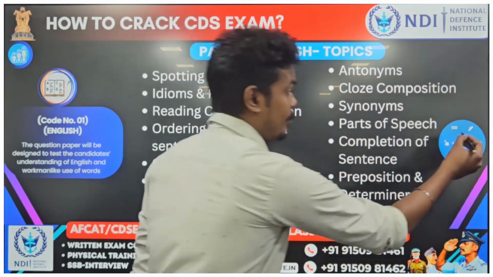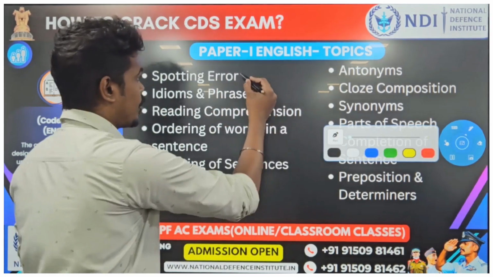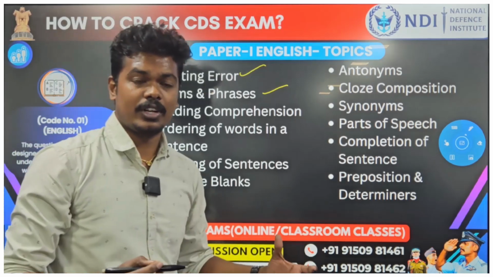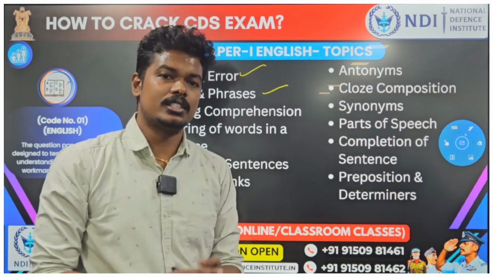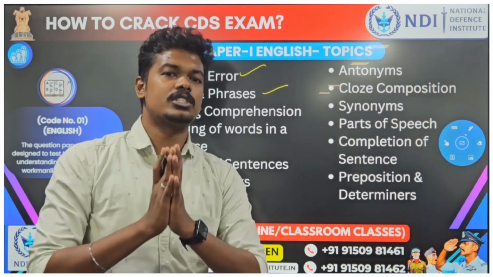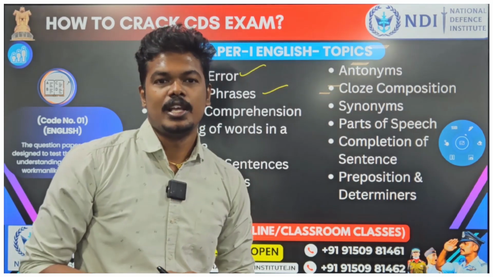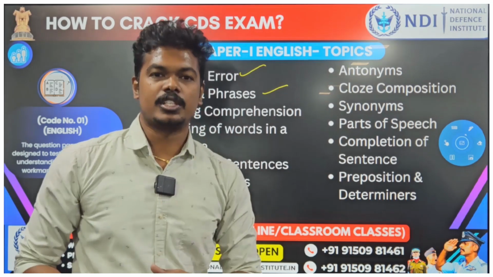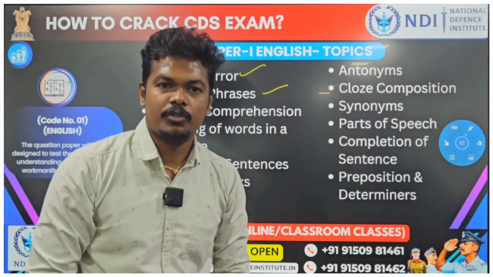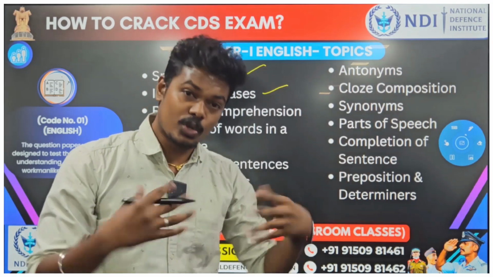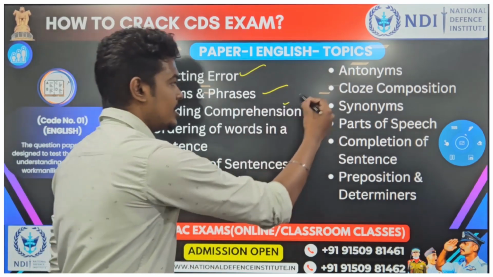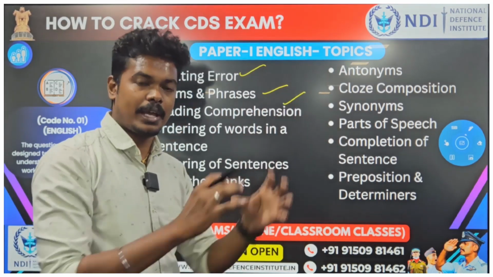From the topics, you see here, first is spotting errors, and the second one is idioms and phrases. For example, in the last year exam they asked about the term white elephant. White elephant means something which is luxurious but of no use. Like that, simple idioms and phrases which we come across in our day-to-day life, which we see in the newspaper, Facebook, Instagram, those kinds of things will be asked as idioms and phrases.